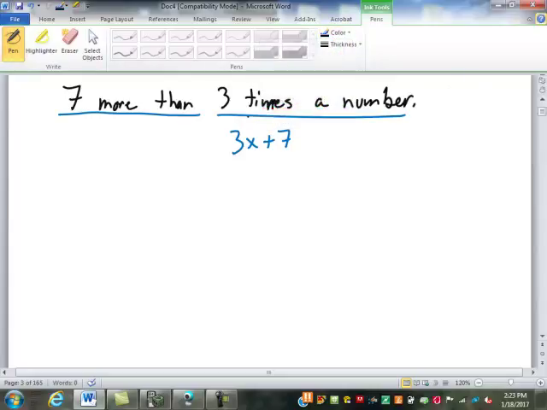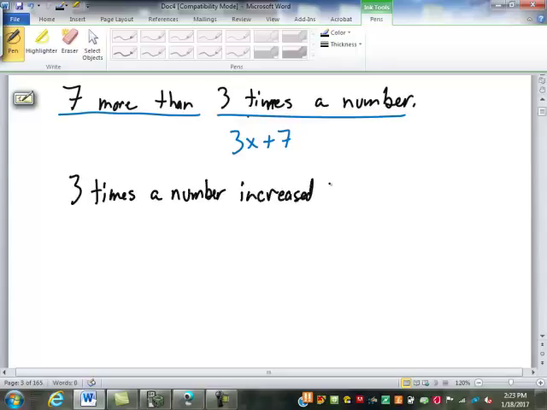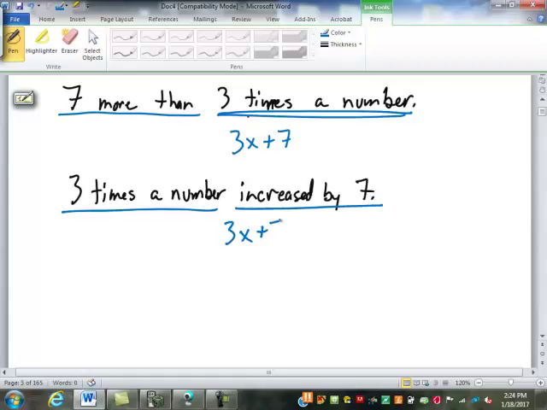We might have 3 times the number increased by 7. What's that going to look like? Well, 3 times the number is what? Well, the same as what it was up here. 3x. What's increased by 7 mean? Adding 7. So it's just 2 different ways of saying the same thing.